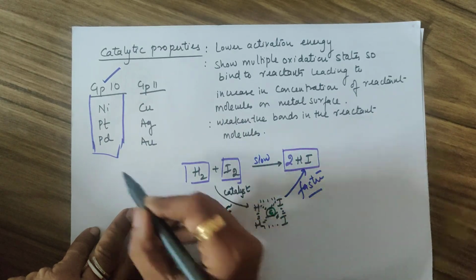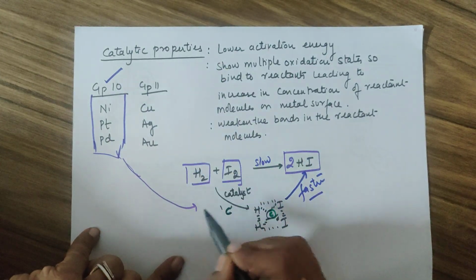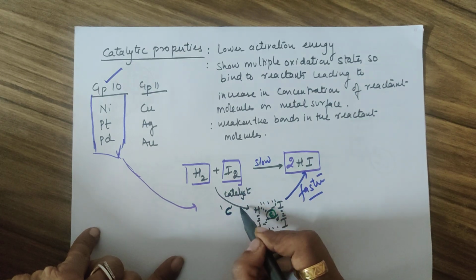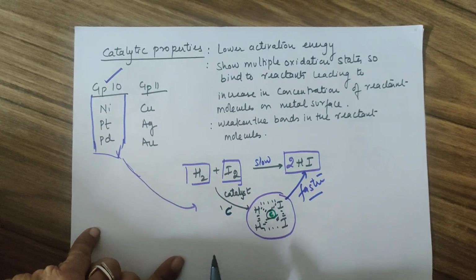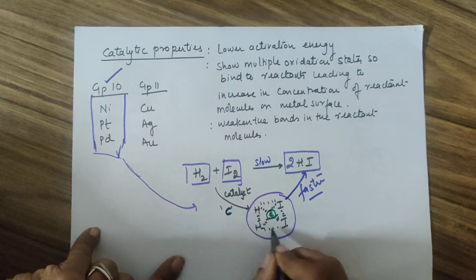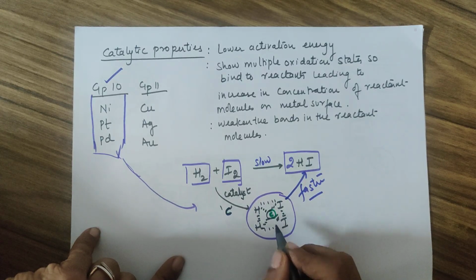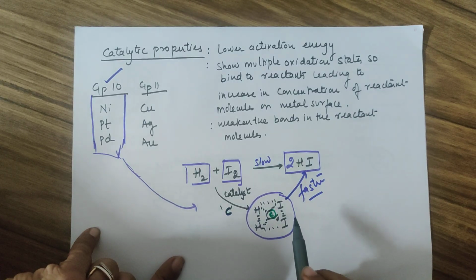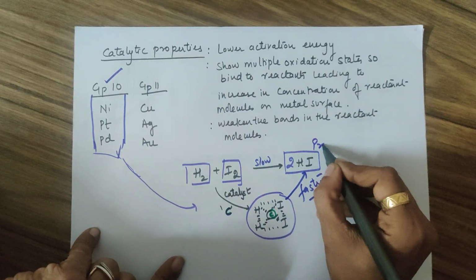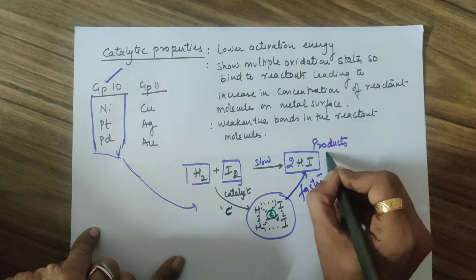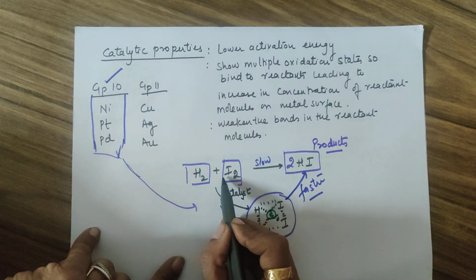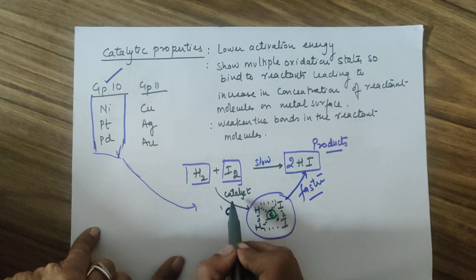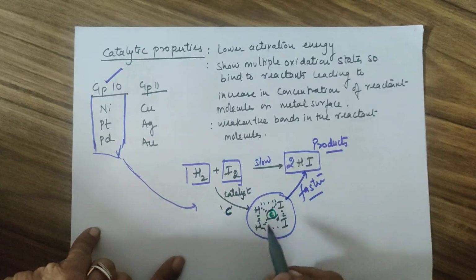Now, if you add a catalyst, what exactly happens? The catalyst binds to the reactants to form a transition state or an intermediate state, and then quickly helps in bond breaking to lead to the formation of products. So the function of a catalyst is, number one, to bind to both the reactants, bring them closer to each other, and then lead to product formation.